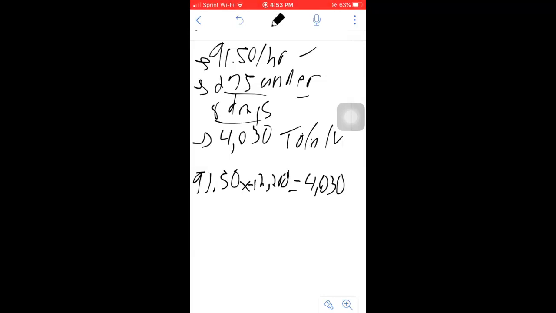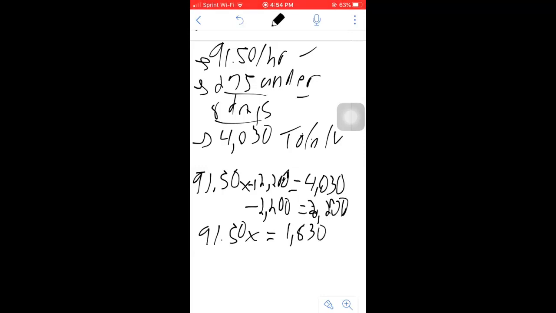Now it's probably looking more like what you're familiar with seeing. To solve, we're going to do the opposite of 2,200. This is minus 2,200. If I do it to this side, of course, I'm going to do it to this side. That's going to leave me 91.50x over here, because 2,200 minus 2,200 is 0. And over here, that's going to leave me with 1,830.